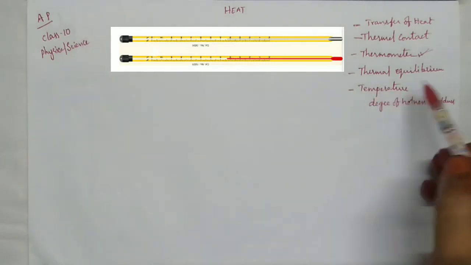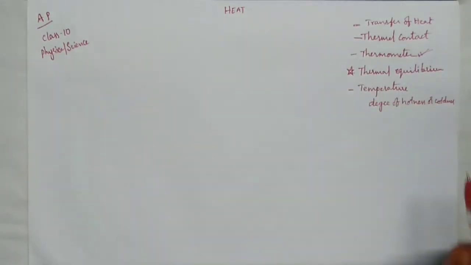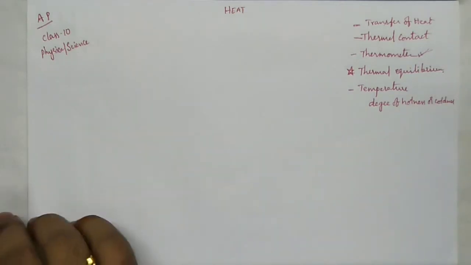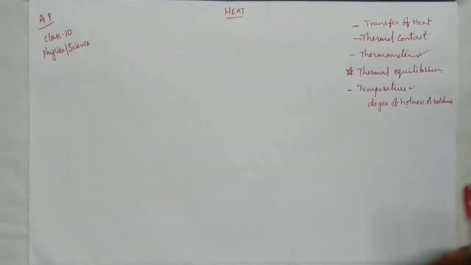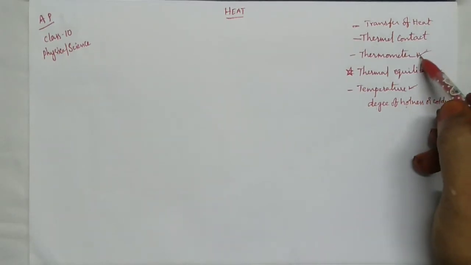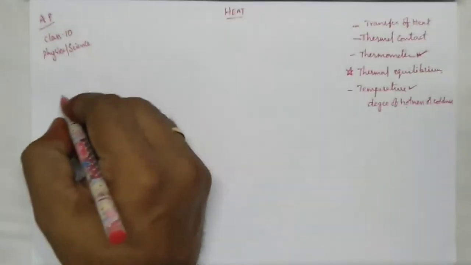Now, what is thermal equilibrium? This is an important topic we discussed in the previous video, and we are going to learn more details about thermal equilibrium along with today's learning about heat. Now, what is temperature? Degree of hotness or coldness is called temperature, right? And using this temperature concept and thermometer concept, let us try to understand heat by doing an activity.